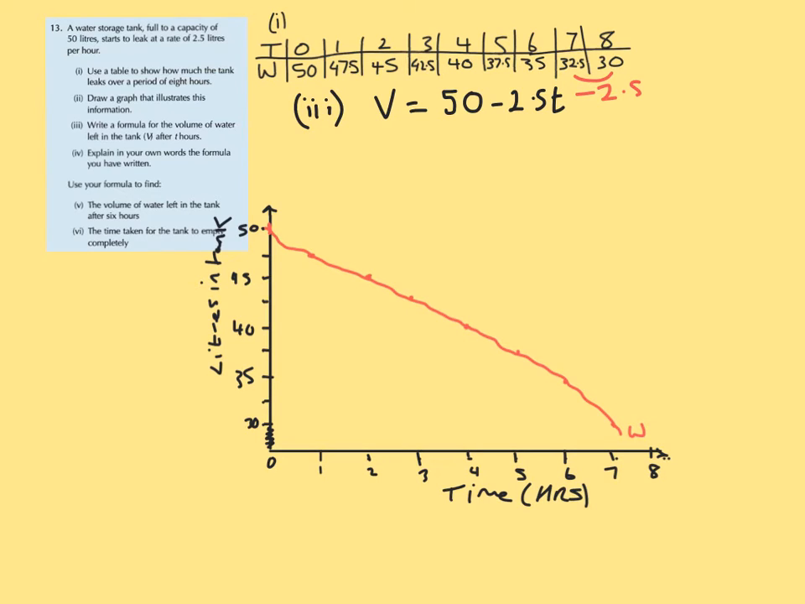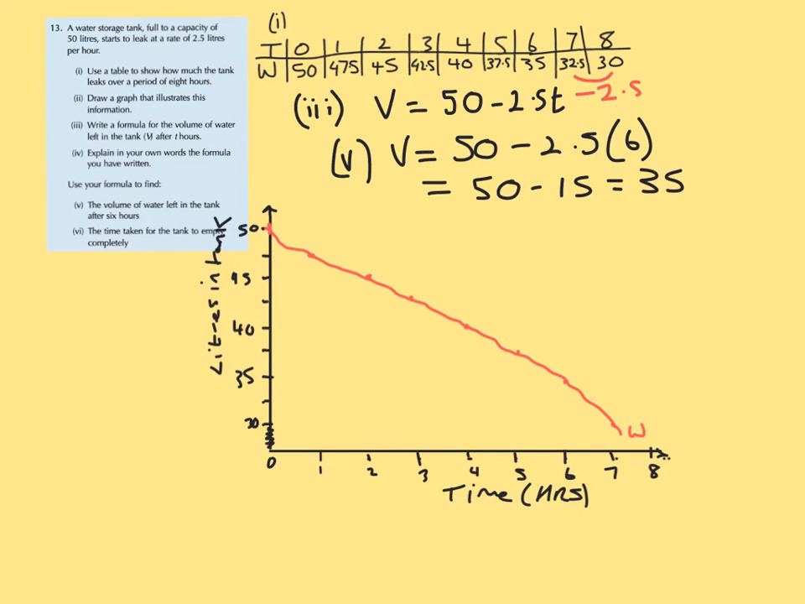And then it says use your formula to find the volume of water left in the tank after 6 hours. So even though we can find it on this, they want us to use the formula. So I'm going to put in V equals 50 minus 2.5, and instead of T I'm going to put 6, and what I get is 2.5 by 6, 15. So I get 50 minus 15, which gives me 35.